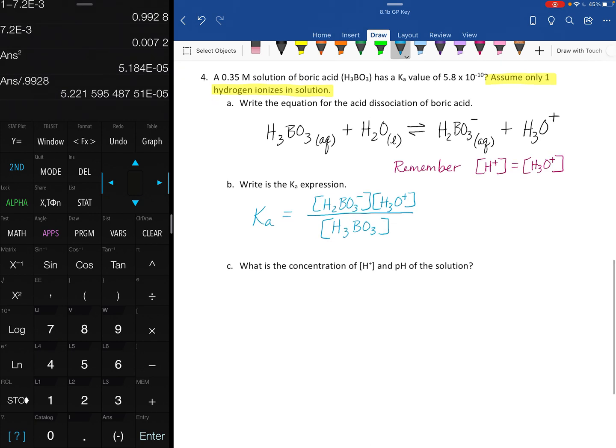And then in part C, it wants to know what the concentration of hydrogen ions and the pH would be. So we're kind of working this one backwards. So let's go ahead and do that. We're going to set up our ice table like we did before. And so I'm going to scooch my ice table over here just a little bit.